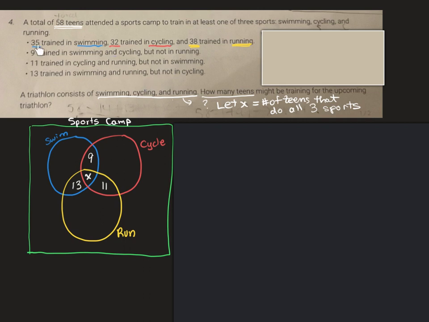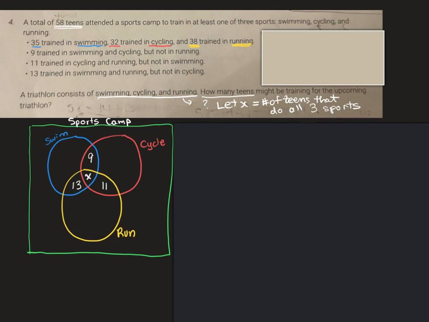Okay, now we still can't use 35, but let's look at what the question's asking for. So it says a triathlon consists of swimming, cycling, and running. So the overlap of all 3 circles would be that middle region, which I put an X there. So we're going to let X be the thing we're looking for, which is the number of teens that do all 3 sports. That's our X. We're trying to solve for X.